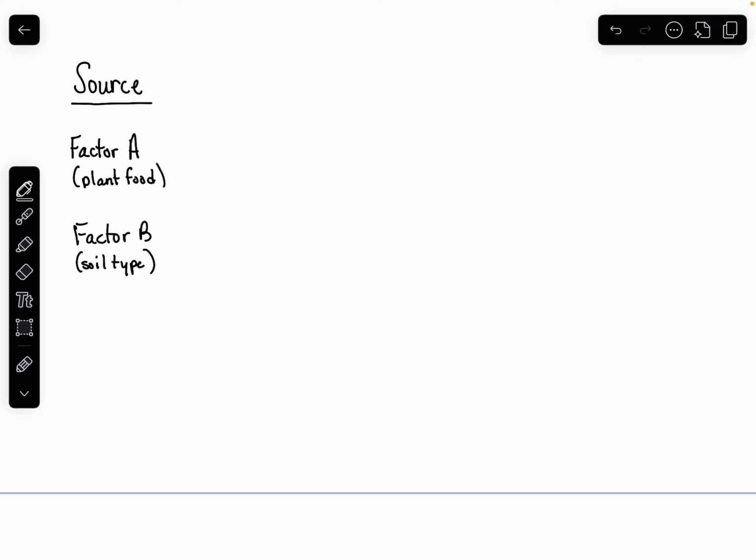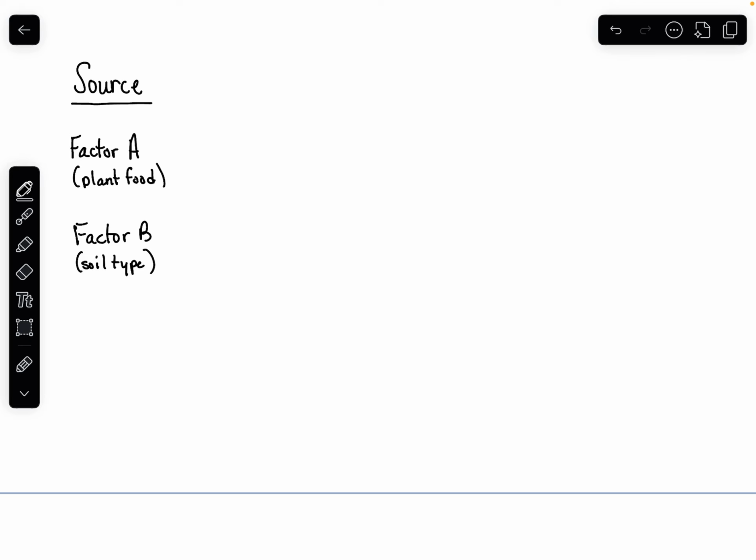The table is typically set up something like this. The first column is referred to as source. Your source is going to be your 2 independent factors, which in the case of our example here, factor A was the plant food. Your second factor, factor B, which in this case would be the soil type. Now these two are interchangeable, and that's to say that it doesn't matter which one you do first and which one you do second. You just need to do each of them at some point.